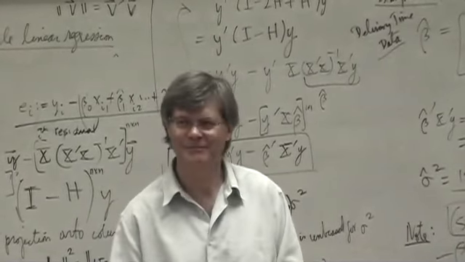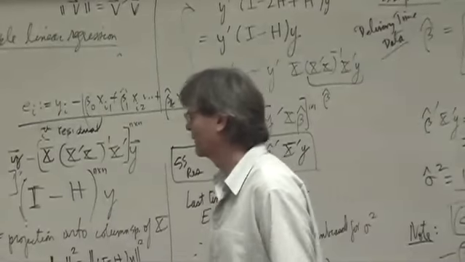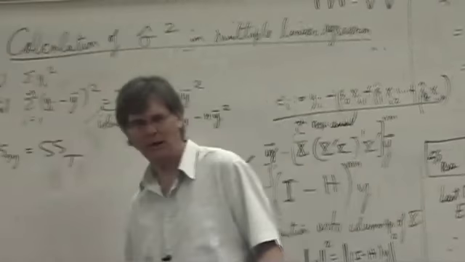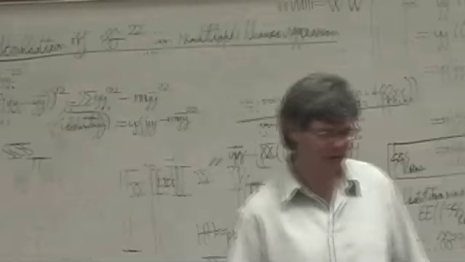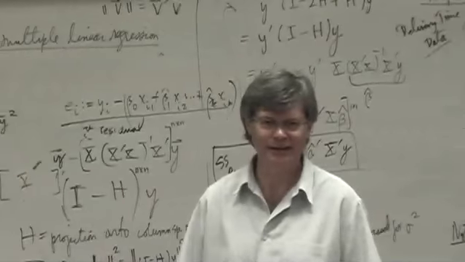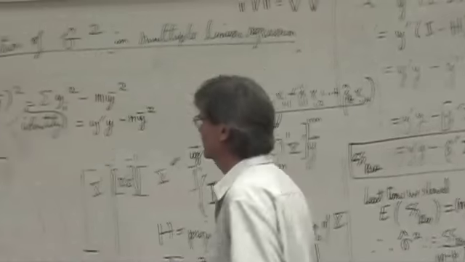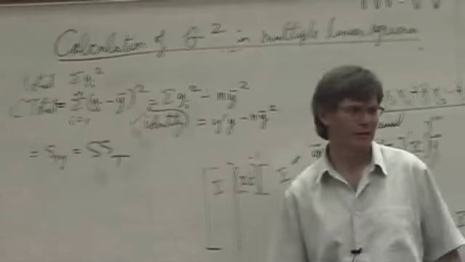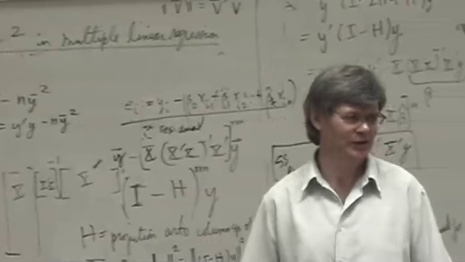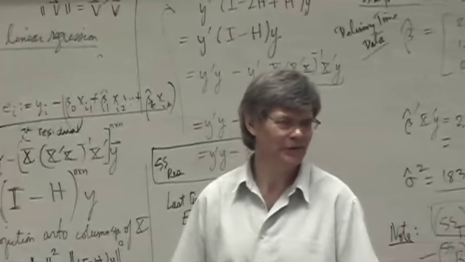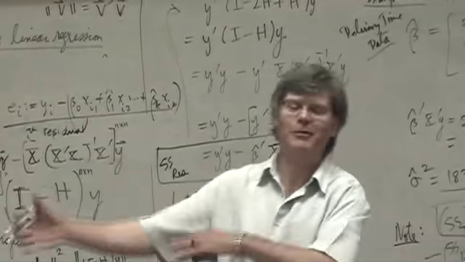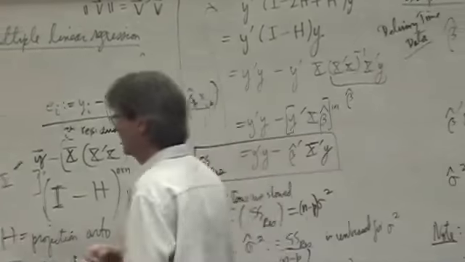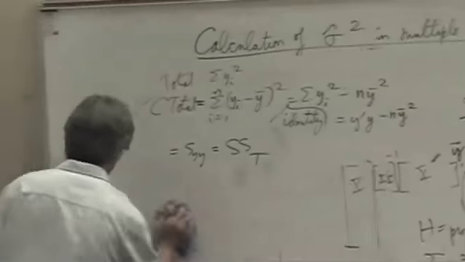But in our book, SST generally means the corrected total. If I want to indicate the uncorrected total, I'll put a prime or something on it. So in our text, SST is the corrected total. Is everybody with us? They just call it SST, again, because they don't want to always say corrected for the mean. This is pretty standard.